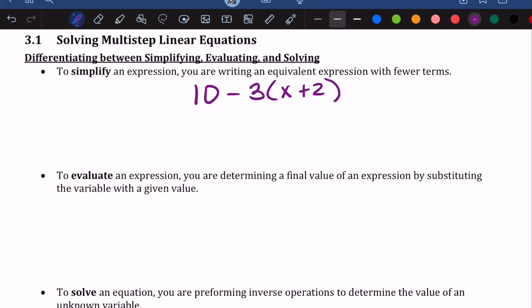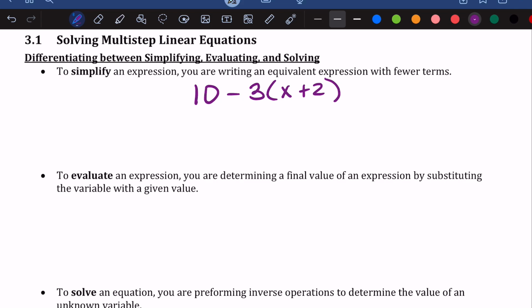In section 3.1, we're going to be solving multi-step linear equations. But before we get into doing some of those examples, I do want to do a little bit of review for simplifying and evaluating to make sure that we can differentiate between simplifying, evaluating, and solving.